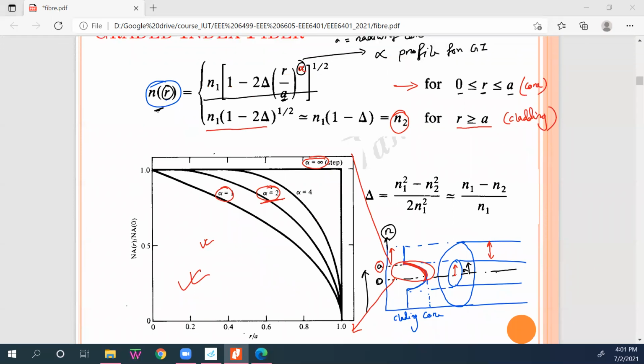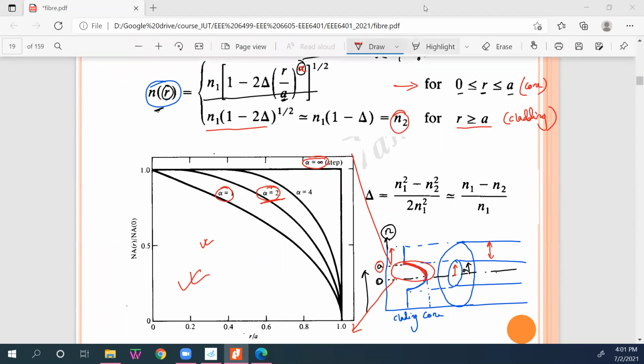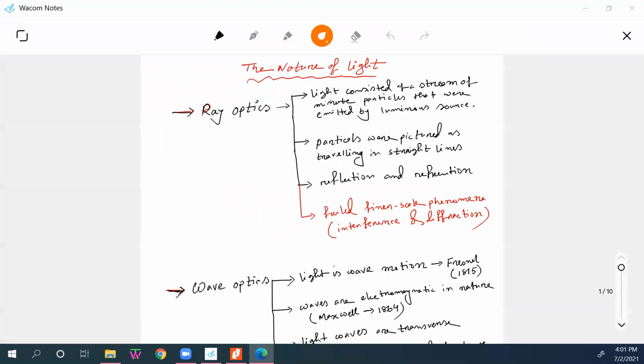Okay, guys, any question up to the last class? I think it's clear, sir. Okay, now in this class, whatever we learned till the last class falls in a special category of optics. What do I mean by that? I didn't tell you in your last class because I didn't want to confuse you. That's why I have created this slide for you, the nature of light.